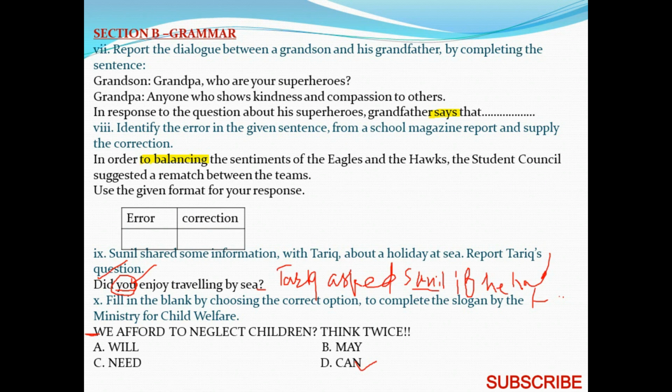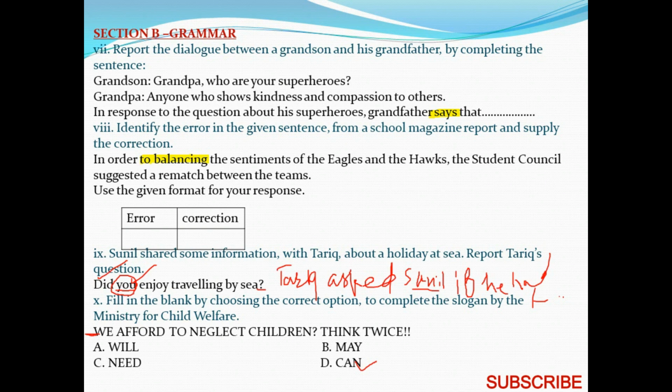So eighth, identify the error in the given sentence from a school magazine report and apply a correction. Again we have one error and a correction. In order to balancing the sentiments of the eagle, without wasting time I let you know, in order to balance here, not balancing. Usually in most of the cases we use first verb form after to, that is to infinitive. Bare infinitive and to infinitive come under non-finite verbs, so it is to infinitive, to balance. To balance is the correction here.